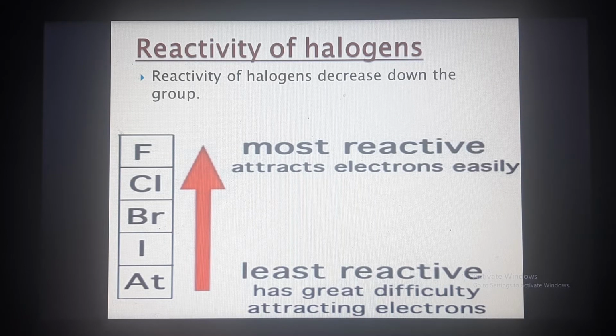Here the reactivity is given: fluorine is more reactive. That means when you go from top to bottom in this group, the reactivity is decreasing. So fluorine is the most reactive and astatine is the least reactive. So before thinking about the displacement reaction, we have to think about the reactivity of the halogen. Then only can we tell whether the reaction is possible or not possible.